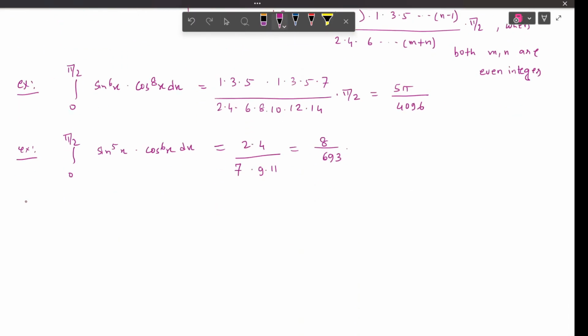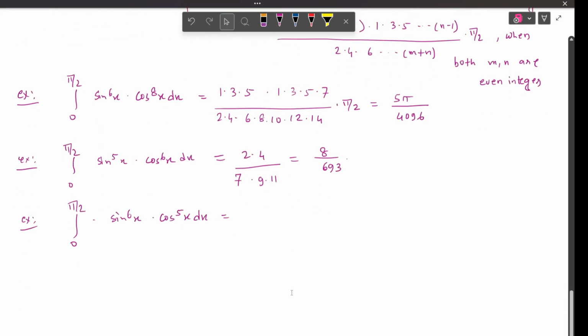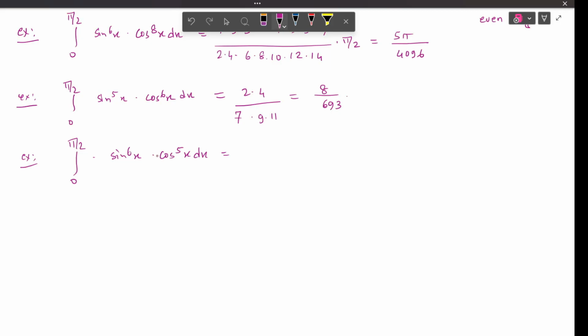Now let us see another example. We have to evaluate integration 0 to pi by 2 sin to the power 6x cos to the power 5x dx. But we don't have any formula for this. We have formulas for if m is odd, that is sin to the power mx, m is odd and n may be even or odd, and if both are even. But here sin is even, cos is odd. So we cannot use the formula.